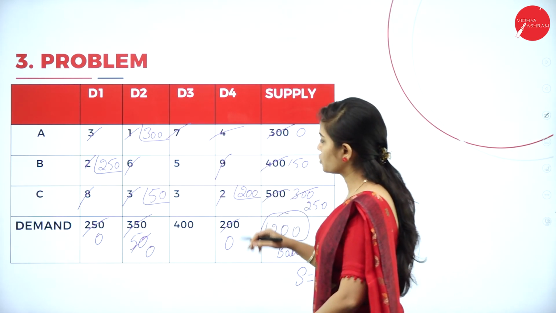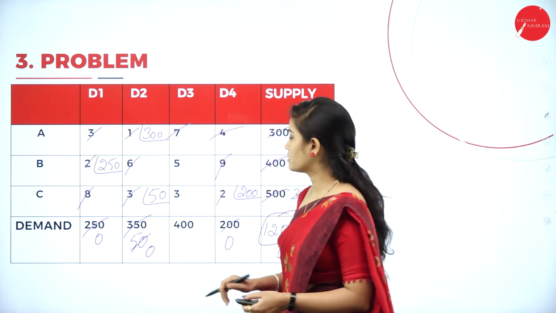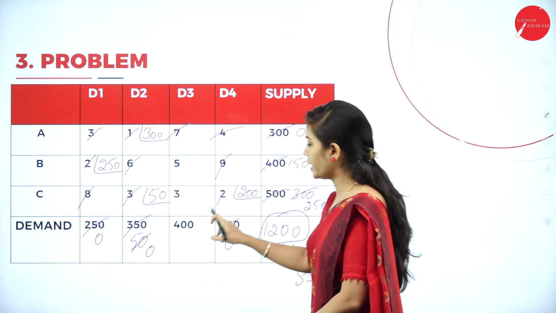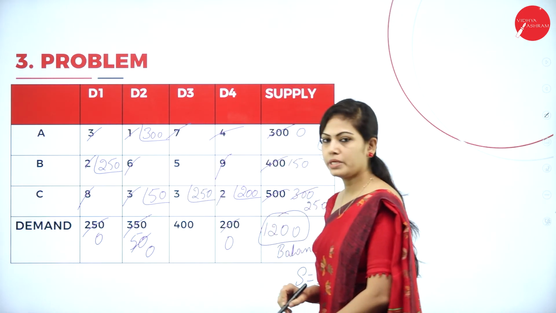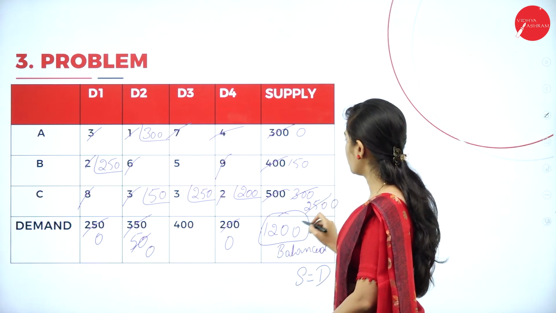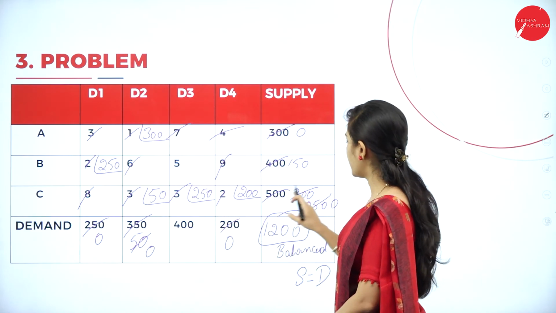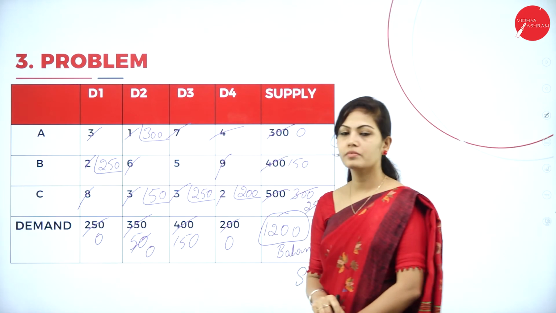And we have last two values 5 and 3. Out of this, least value is 3. I will use this 3 as my least value. Out of 250 and 400, 250 is the least value. I will allocate 250 rupees to this cell. It will become 0. And you can cancel this row. So 400 minus 250 is 150.